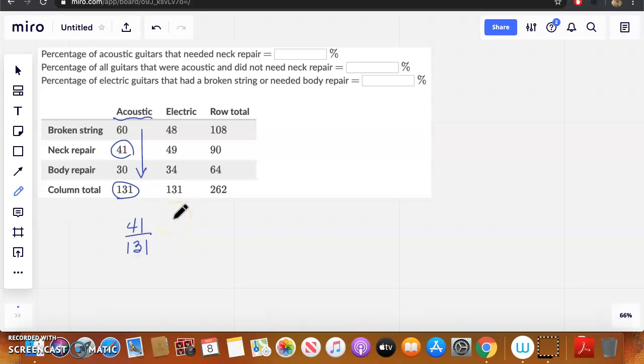And so if we calculate that in percentages, that's going to be roughly 31.30. Okay, so again, hundredths, it's going to be 31.30%. Okay, so that would be our first answer here, 31.30%. And the next one says percentage of all guitars that were acoustic and did not need neck repair.